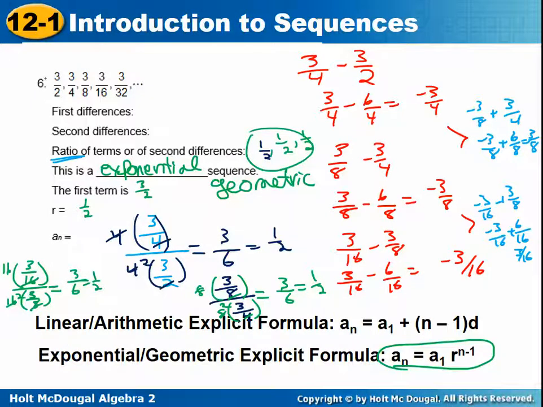So I'm out of room down there, so I'm going to write it up here. A sub n is equal to a sub 1, 3/2, times r, which is 1/2, to the n minus 1. And we don't really simplify the geometric ones at all. We just leave it like this. This would be our answer for number 6.